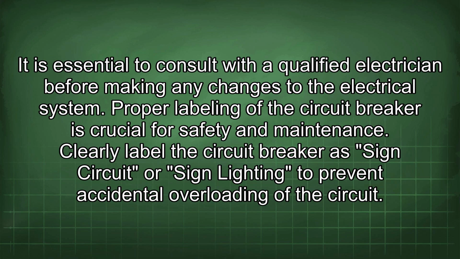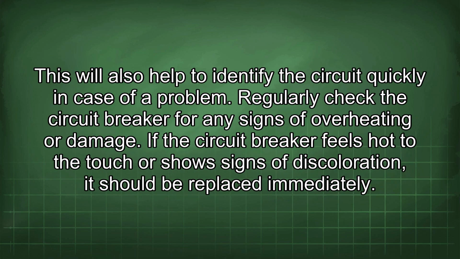Proper labeling of the circuit breaker is crucial for safety and maintenance. Clearly label the circuit breaker as sign circuit or sign lighting to prevent accidental overloading of the circuit. This will also help to identify the circuit quickly in case of a problem. Regularly check the circuit breaker for any signs of overheating or damage. If the circuit breaker feels hot to the touch or shows signs of discoloration, it should be replaced immediately.